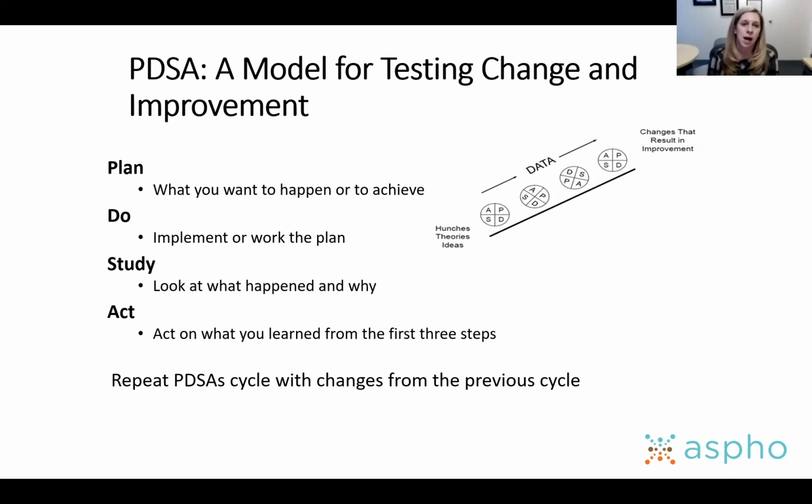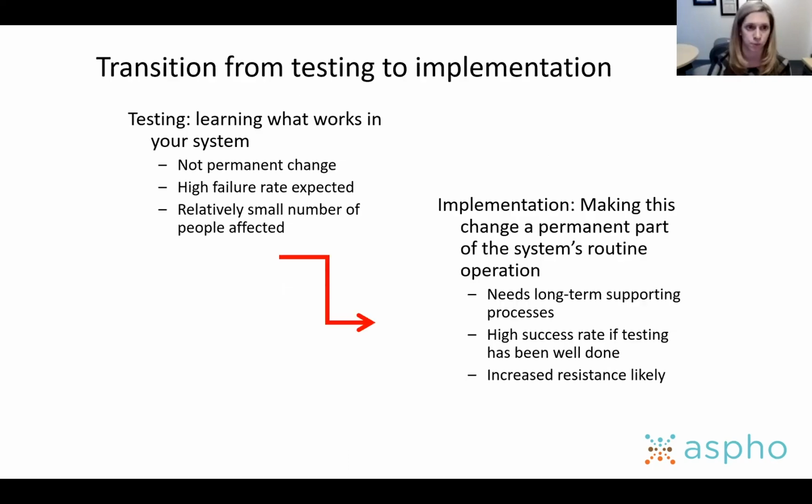Importantly, PDSA is a very helpful model for testing change and improvement. This is the Plan, Do, Study, Act model, where planning involves what do you want to have happen or what are you trying to achieve. Then you do something, so you implement a plan or implement what you have planned. Then you study it, you figure out what happened and why, and then you act on what you learned. In an ideal world, the problem has been fixed and what you've wanted to achieve has become a reality, but frequently there's more work to be done. And so you can go back to the beginning with planning once again and enter the cycle anew.